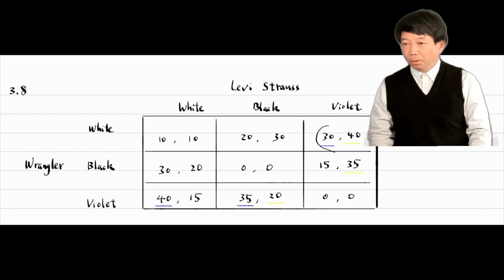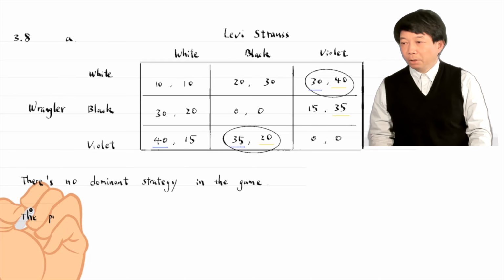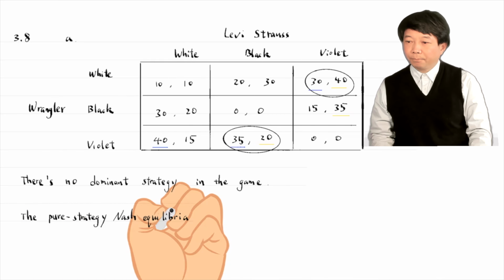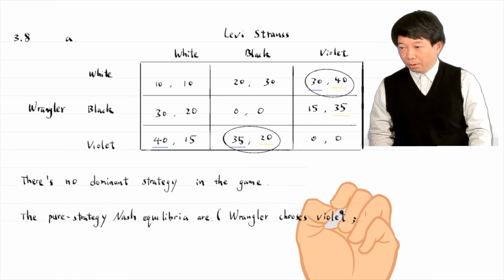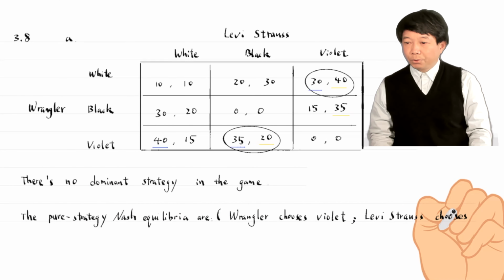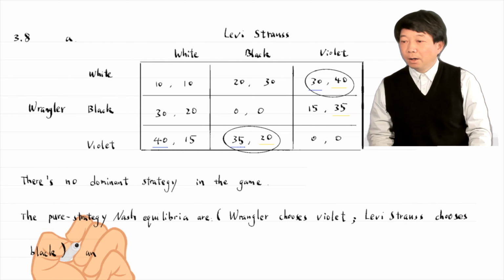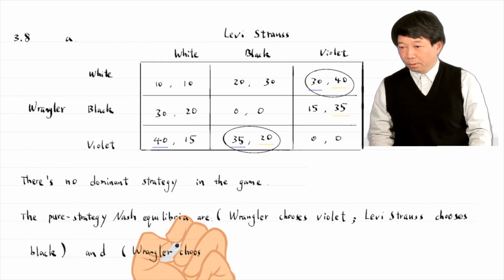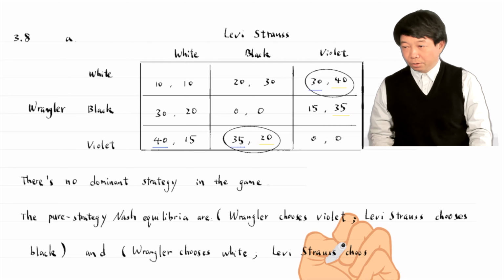We then circle the cells with two payoffs underlined. Those are the outcomes of the Nash equilibria. The pure strategy Nash equilibria are: Wrangler chooses violet and Levi chooses black; and Wrangler chooses white and Levi chooses violet.